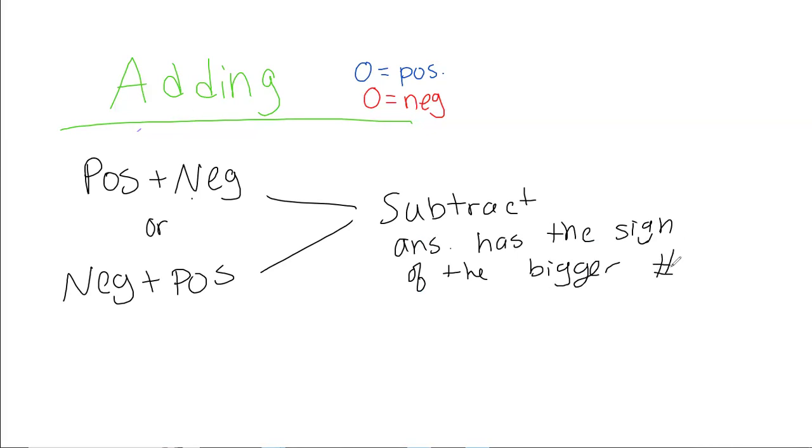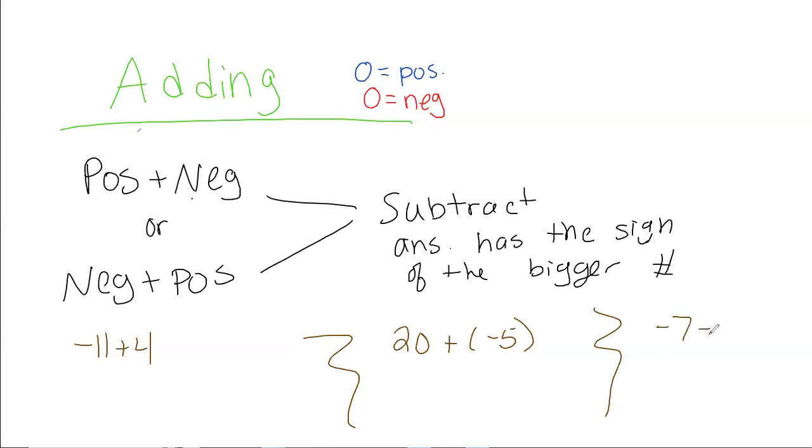Okay, so a couple more examples here. Negative 11 plus 4, 20 plus negative 5, negative 7 plus 10. Okay, so over on the first one, I'll call this number 1. Subtract, just do 11 minus 4 as normal, so that's 7. Which one was bigger? 11, and he's negative, so the answer is negative.